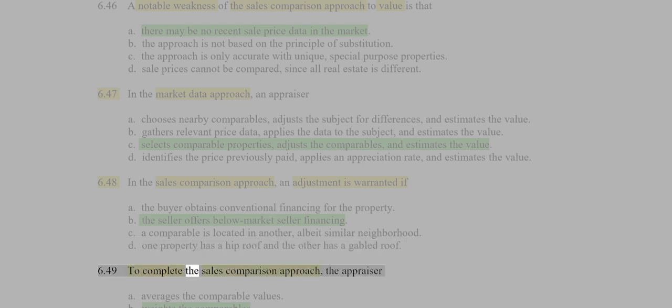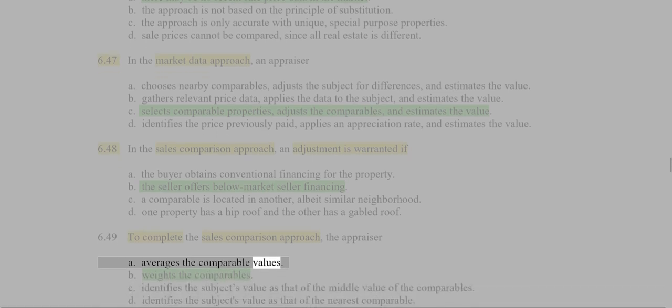6.49 To complete the sales comparison approach, the appraiser A. Averages the comparable values. B. Weights the comparables. C. Identifies the subject's value as that of the middle value of the comparables. D. Identifies the subject's value as that of the nearest comparable.